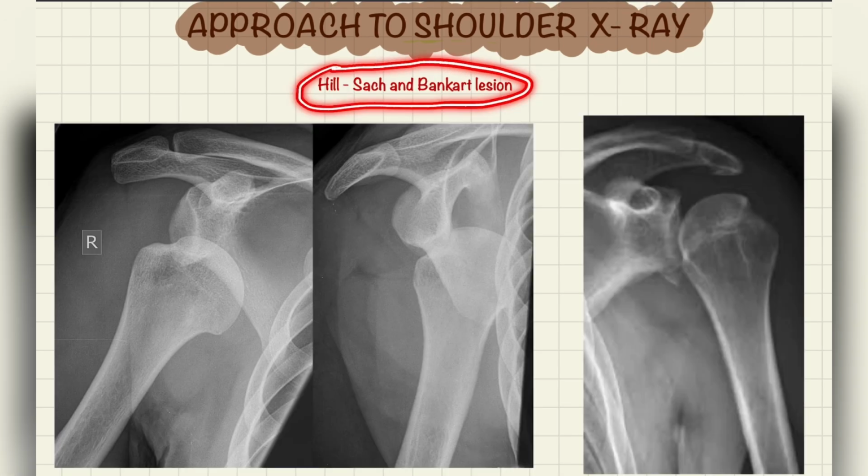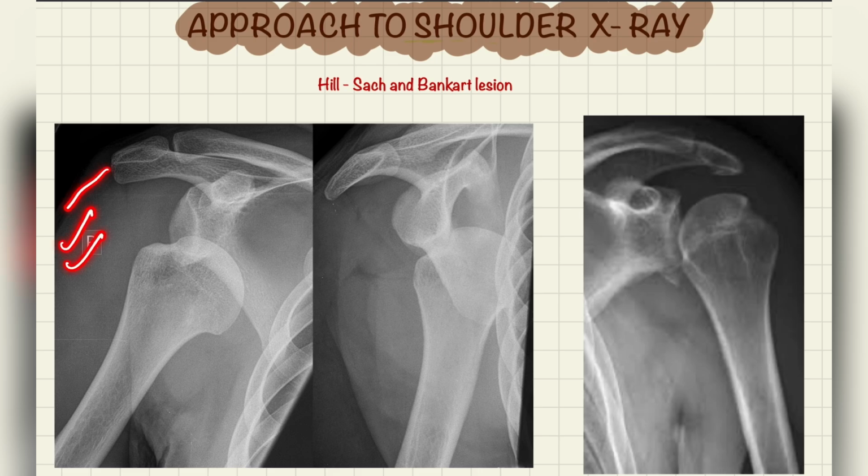Let us talk about the two important pathologies, that is the Hill-Sachs lesion and the Bankart lesion. So starting from soft tissue, we are going towards the bone. We are marking each bone: acromion, clavicle, coracoid process. This is your glenoid cavity.